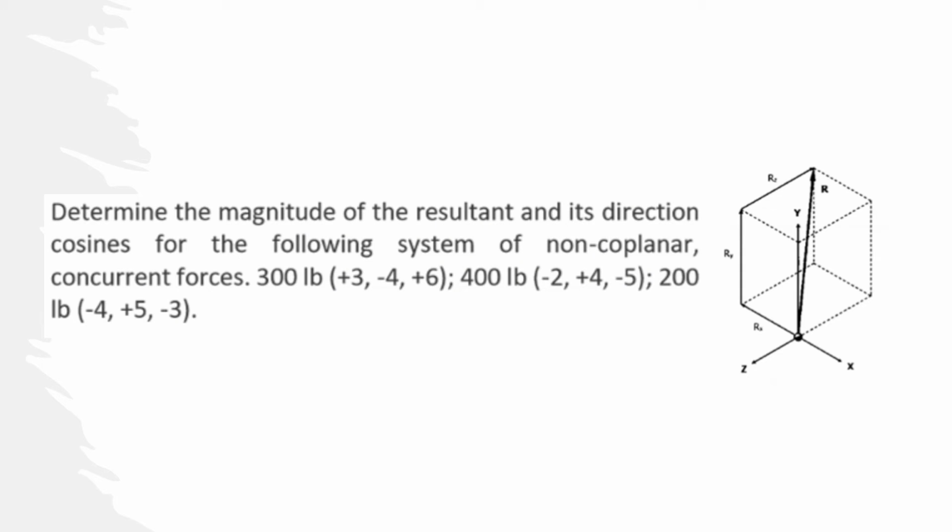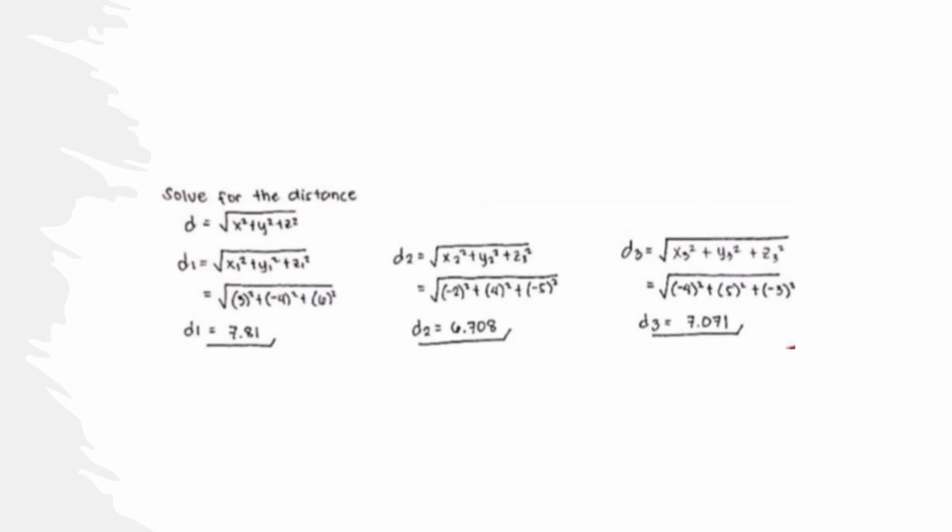And for the second problem, determine the magnitude of the resultant and its direction cosines for the following system of non-coplanar concurrent forces. So we have 300 pounds, 3, negative 4, and 6; 400 pounds, negative 2, 4, and negative 5; and 200 pounds, negative 4, 5, and negative 3. So again, the same thing as we did in the previous problem, we get the distance, which is square root of x squared plus y squared plus z squared, and we have distance 1 of 7.81, distance 2 6.708, and lastly distance 3 7.071.